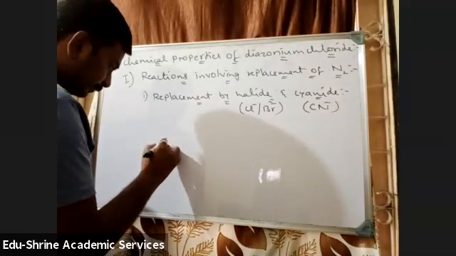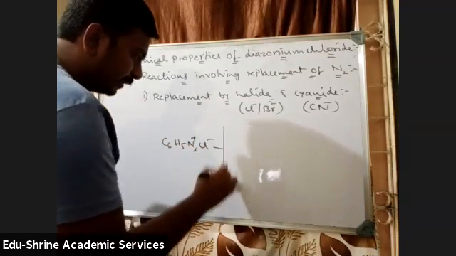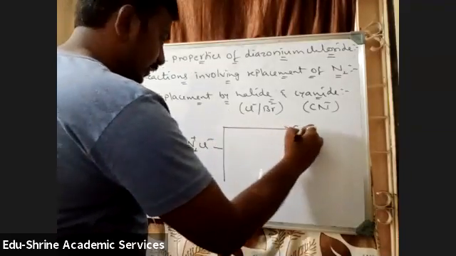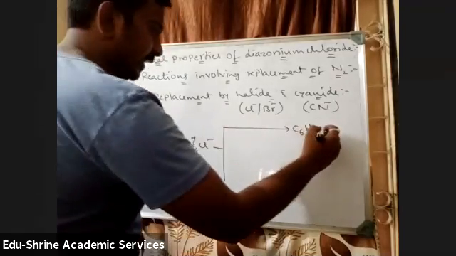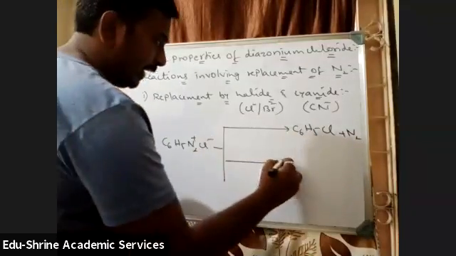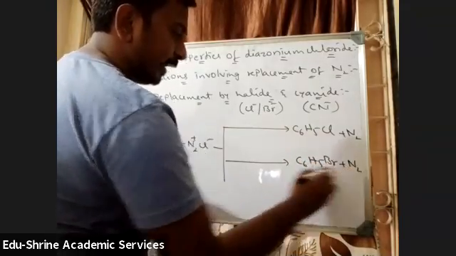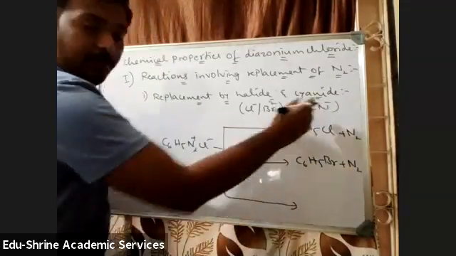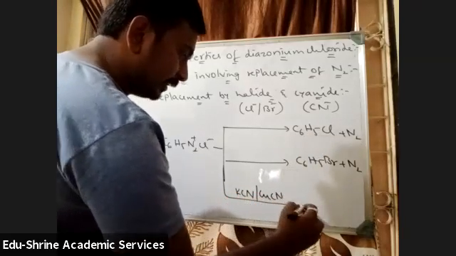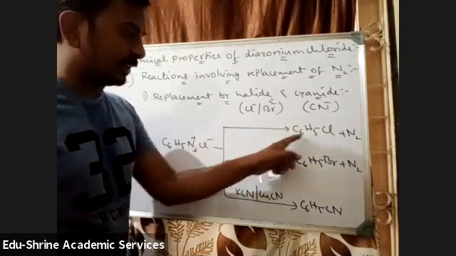For example, if I take C6H5N2+ Cl-, and this N2+ has to be replaced by Cl, you will get C6H5Cl plus nitrogen gas. If it has to be replaced by bromide, you will get C6H5Br with the liberation of nitrogen gas. If it has to be replaced with cyanide, I can take KCN in the presence of CuCN. Tell me students, what reagents do you need here to get this reaction?